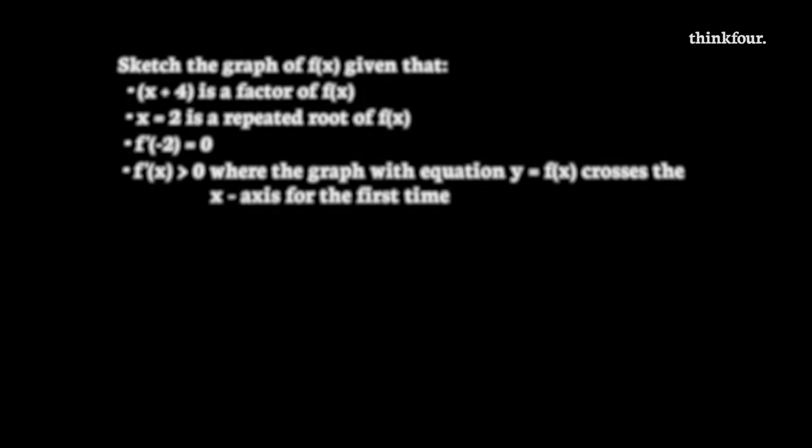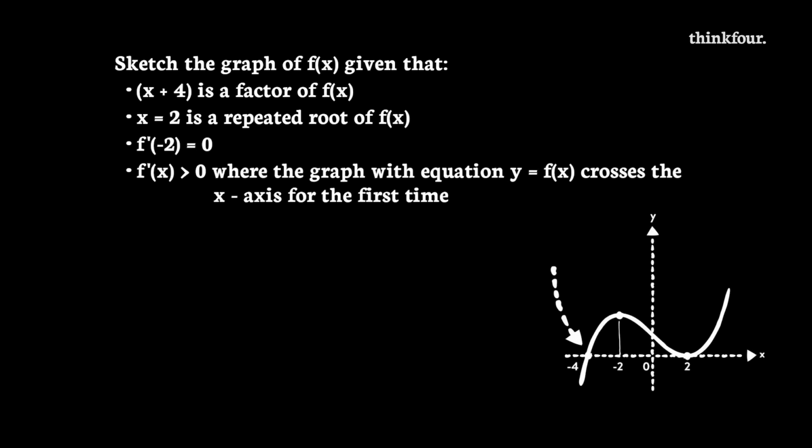Here is an exam question where you were asked to sketch a curve and had to use clues given. The first bullet point says x plus 4 is a factor of f of x. So you would mark that there is a root at x equals -4. The next bullet says that x equals 2 is a repeated root. So you would mark that the graph will touch the x-axis at 2. And also note to yourself that there would be a stationary point there.